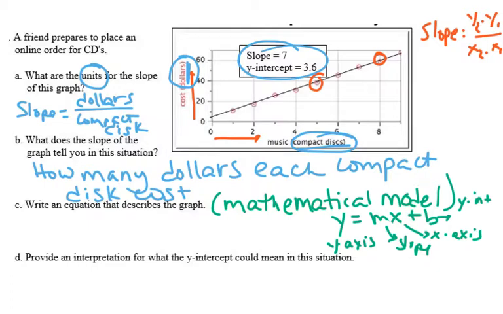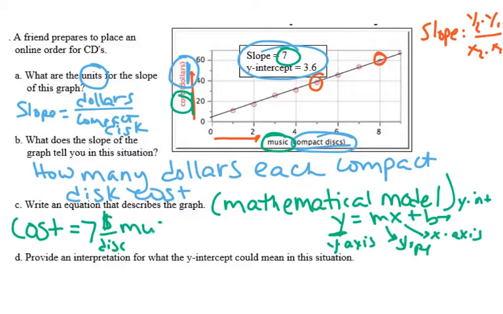Okay? So to write an equation that describes this graph, I need to have my y value on the left, but I'm not going to use y because we have a word that tells us what the y-axis is equal to. So for y, I'm going to use cost because that's what's on my y-axis. And that's equal to my slope, which they have as 7 here. Okay. And I'm going to put units in here. So it's $7 per disc. And then I have music right here. So that 7 is going to be times my music. And then I have a y-intercept, which is 3.6.